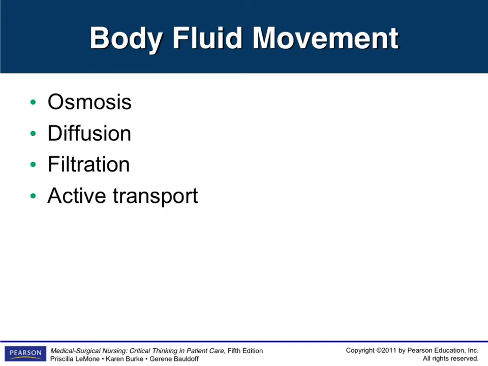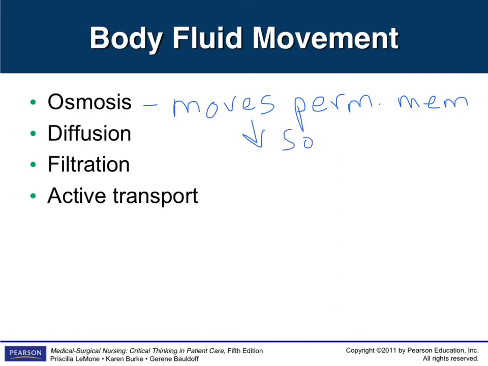Okay, so now we're going to talk about body fluid movement. And when you think of body fluid movement, you can't help but discuss osmosis and diffusion. So osmosis is where the water moves across a selective permeable membrane, and I'm just going to put perm and MEM for membrane, from an area of low solute to a concentration of high.